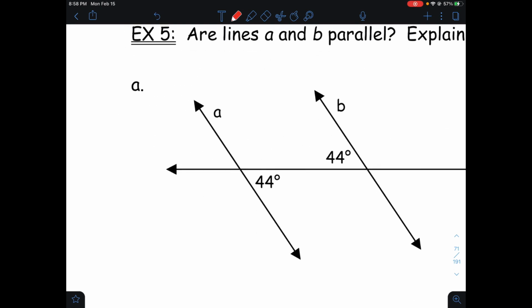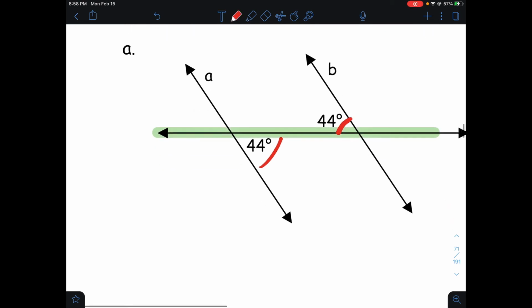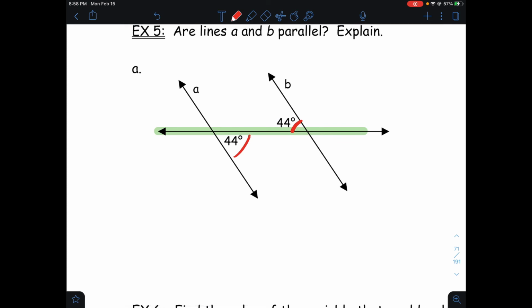For example 5, it says, are lines A and B parallel? Well, let's see. We've got these guys. This is our transversal. So first off, let's think about, well, what's the relationship between these two angles? And that's going to be alternate interior. And we know that alternate interior angles are supposed to be congruent if the lines are parallel. These appear to be congruent, so yes, they are. And again, that's because of alternate interior.